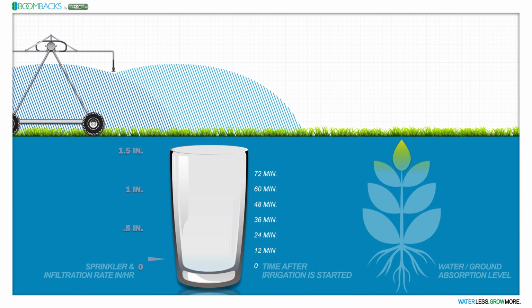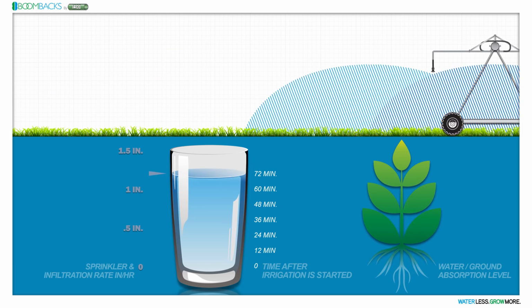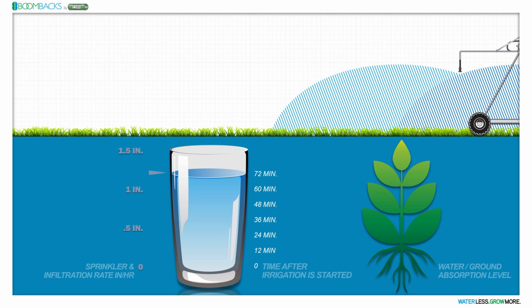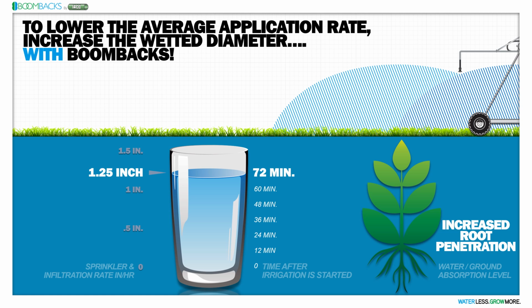Here's an animation of that same pivot moving at an average speed, but we have added Boombacks. We are still applying the same amount of water, 1.25 inches, but over a longer period of time, 72 minutes. We have increased the wetted diameter, lowered the average application rate, and more closely matched the soil's infiltration rate. We increased root zone penetration, eliminated runoff, and are poised for maximum yields. We also lowered the instantaneous application rate, greatly reducing the chances for soil sealing. We are now using water more effectively.